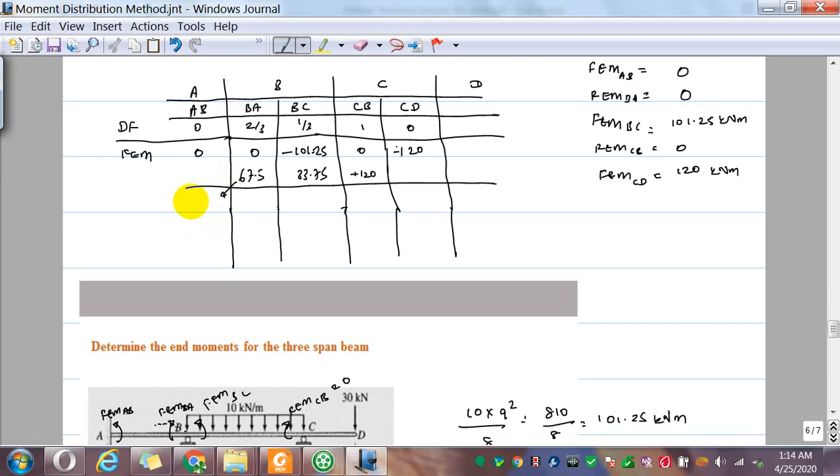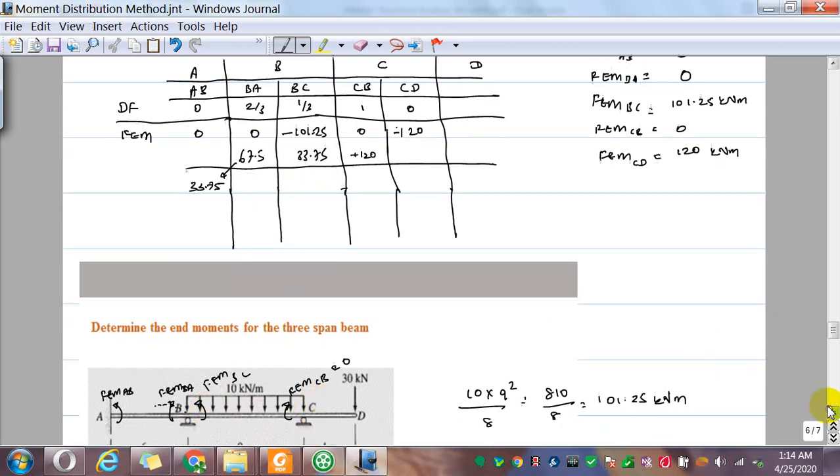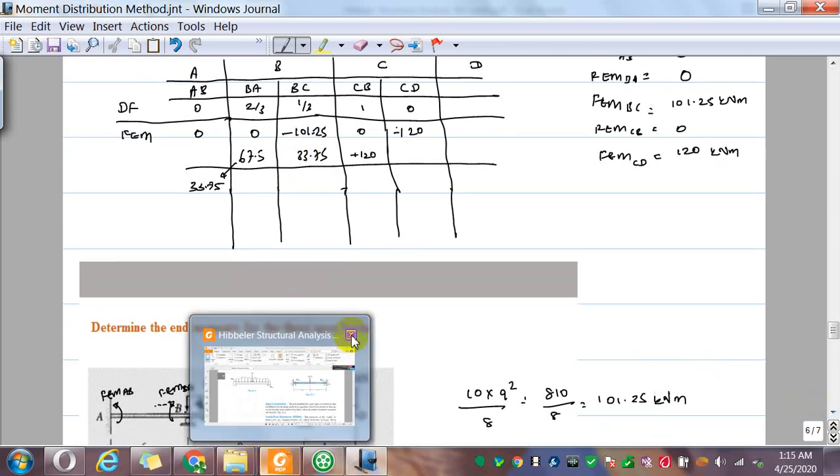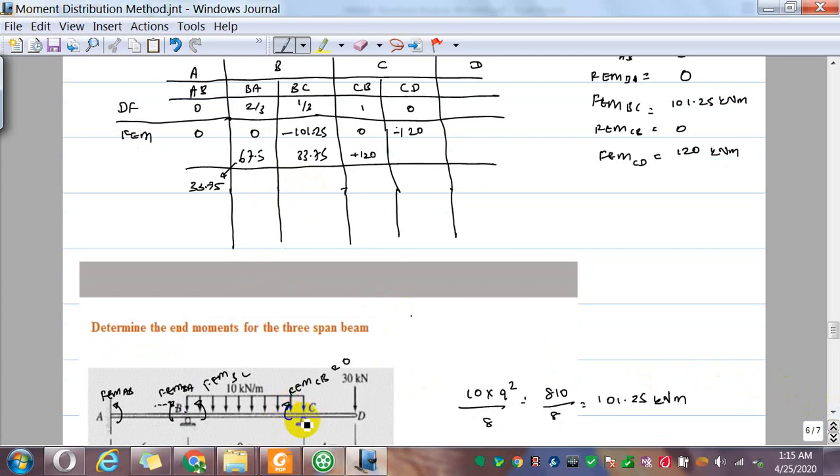It is 33.75. Okay, so that is because of the moment FBA. Now if you have a moment FBC of 33.75, that will not have a carryover to C because we assume C to be a pin joint, so there will not be a carryover from BC to the support C.